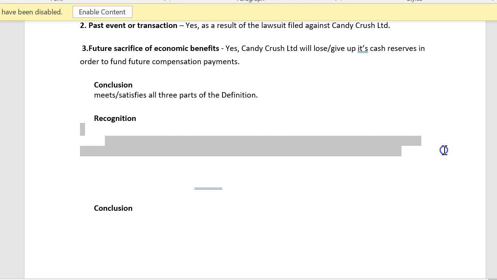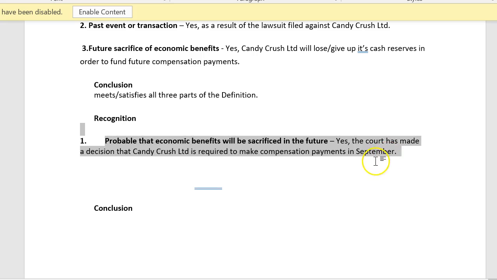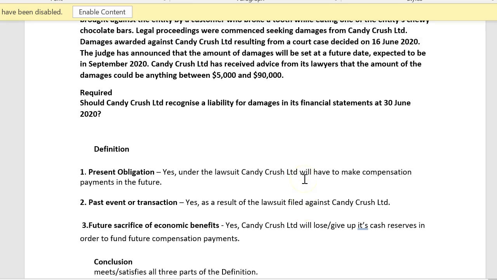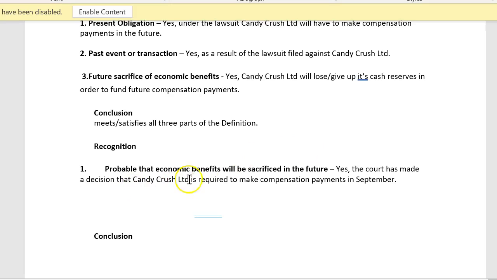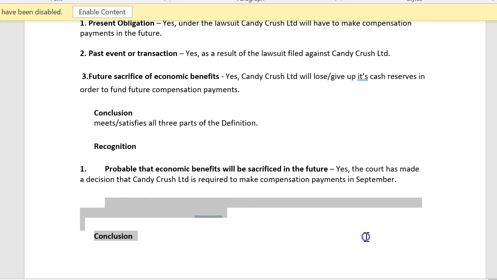A, probable future outflow of economic benefits, which means is it highly likely that they will need to make a future settlement? Yes, as you can see, the court has already decided that Candy Crush is liable, which means they're required to make compensation payments in the future. So it is highly likely that they will need to make compensation payments in the future. Now, number two.